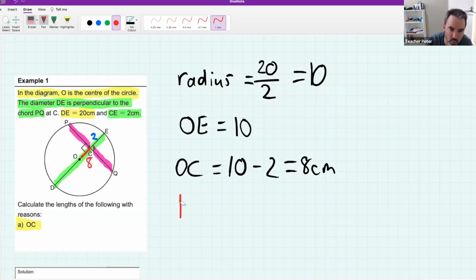If I say to you, what is the size? Oh, why did we minus 2? Because at the very beginning, the question said that CE was 2. So it said that CE was 2 centimeters.